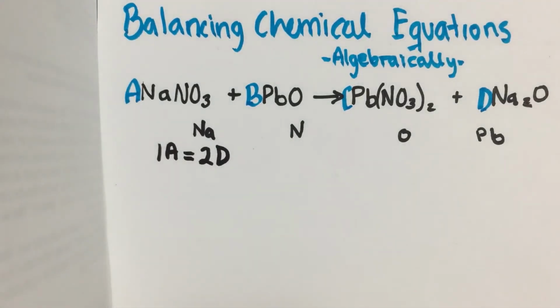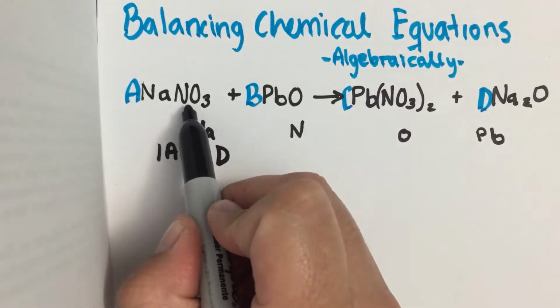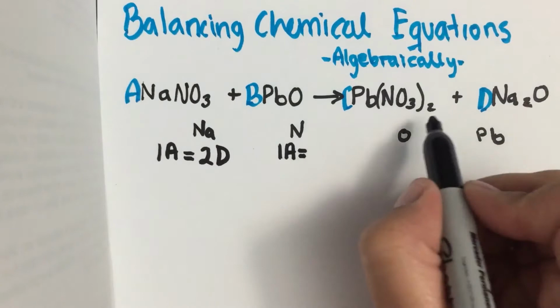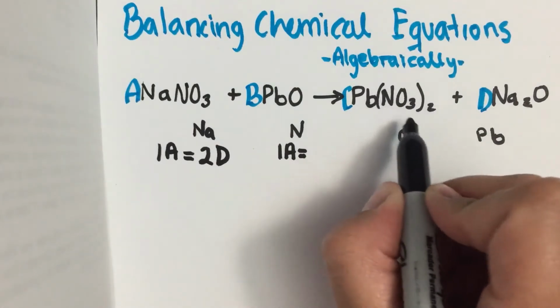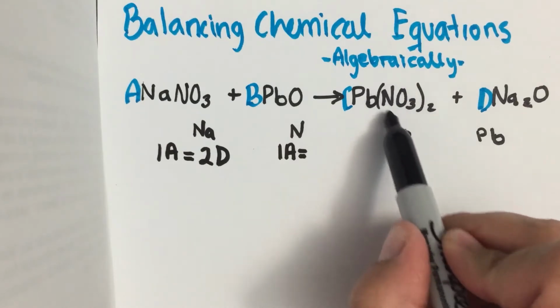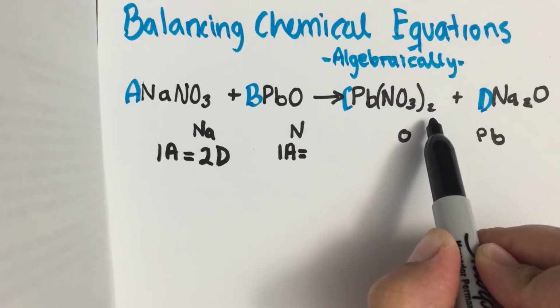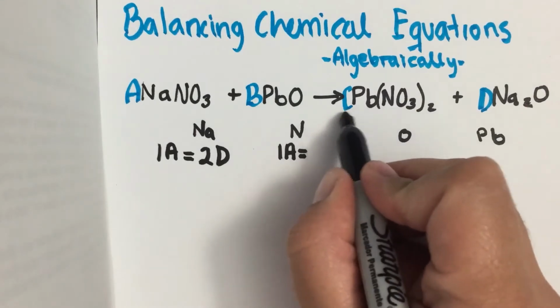Then you move to nitrogen. Nitrogen, you don't have anything, so it means a 1. 1A equals, here we have a 1, but this parenthesis tells us that the nitrate is multiplied times 2. So how many nitrogens do we have? We have 2 in total. So 2C.